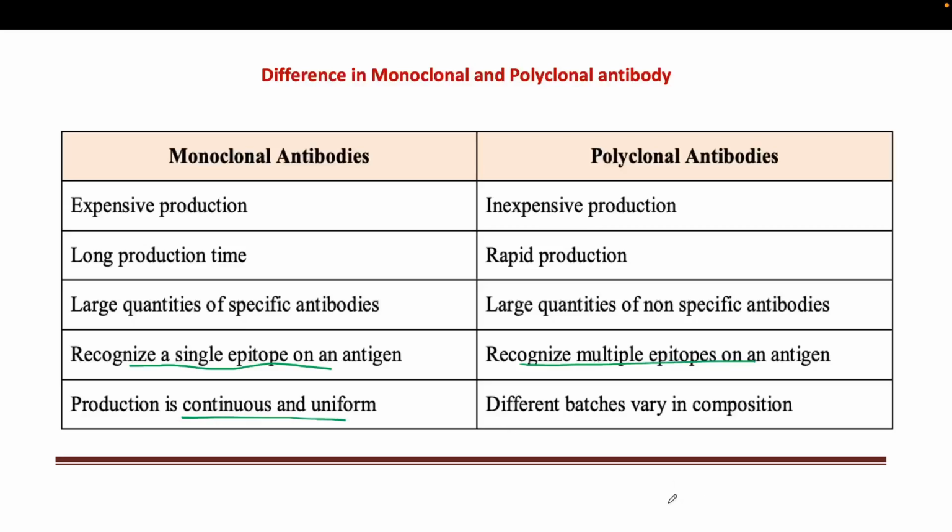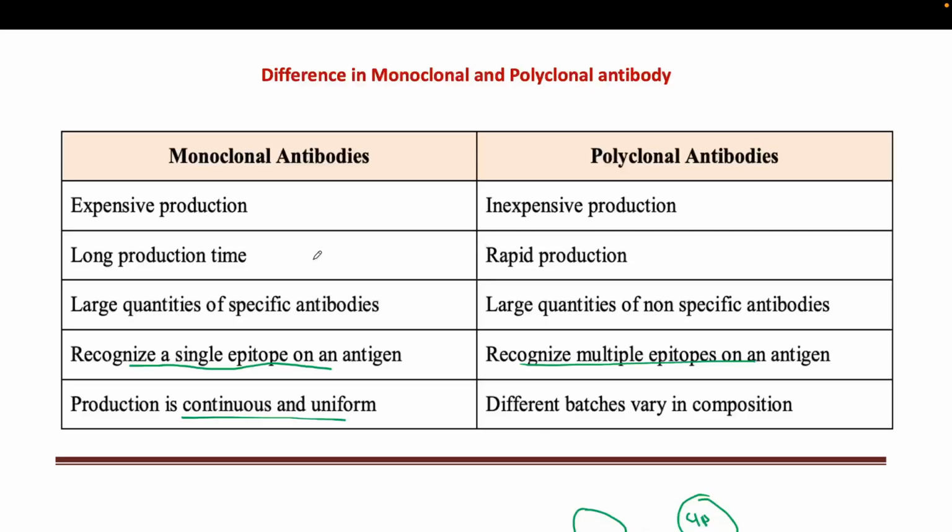Okay, as I earlier told you, if this serum contains a polyclonal population of antibodies, then all these antibodies can recognize different types of antigens, right? It will be a cocktail of antibodies. But in the case of the monoclonal antibody, all the antibodies are present in a single population. It will recognize only a particular type of epitope.